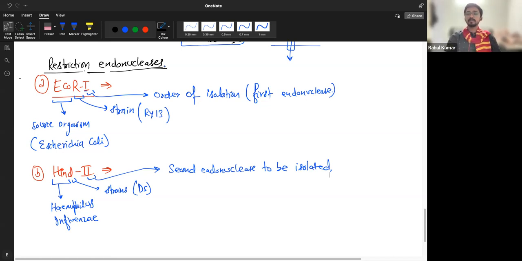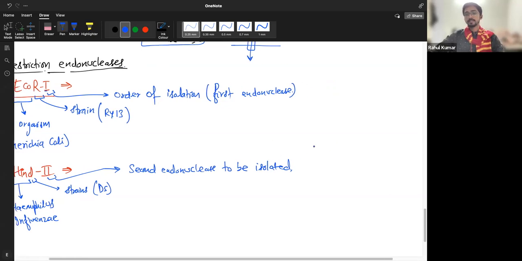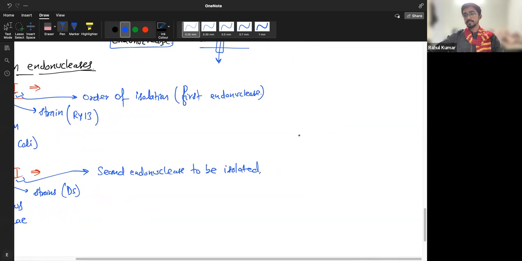There are many cloning vectors which are already synthesized and available commercially. They're available for research purposes. One of the most famous, most commonly used cloning vectors, which is used in E. coli, is pBR322.